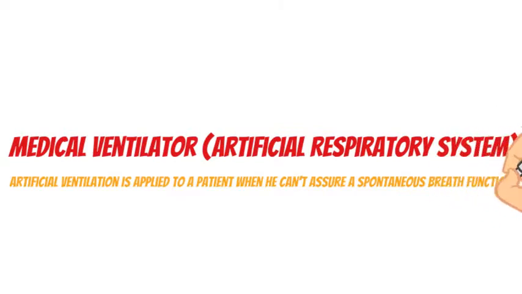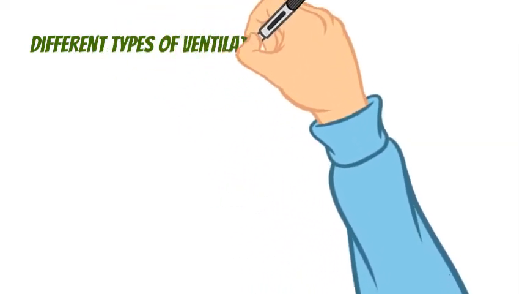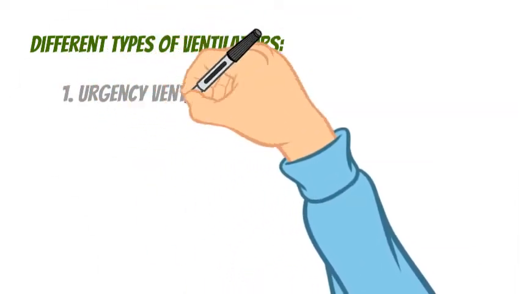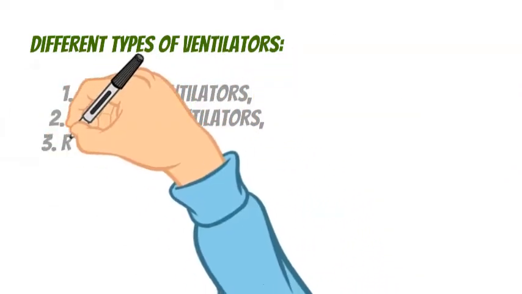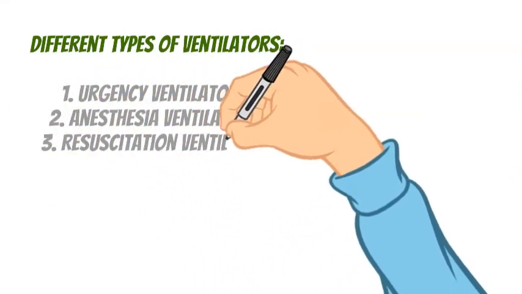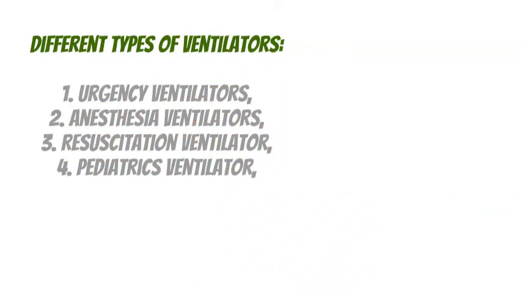There are several types of pulmonary ventilators. The first one is the emergency ventilator. An emergency ventilator must be small, reliable, robust, and simple to use. The second one is the anesthesia ventilator. An anesthesia ventilator is composed of a mixing and dosing gas unit: air, oxygen, nitrous oxide, N2O.